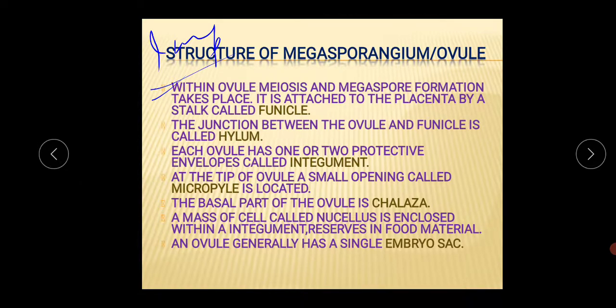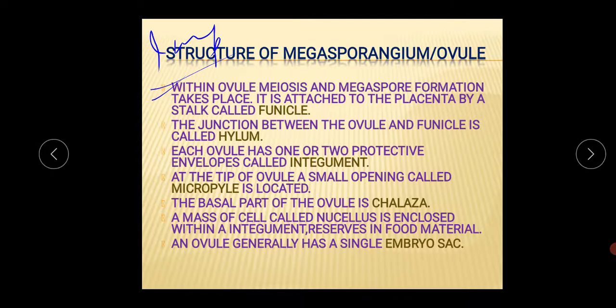After that, each ovule has two to three layers for protection and nourishment. These layers are collectively called the integument. At the tip of the ovule, a small opening called the micropyle is located, and the basal part of the ovule is called the chalaza. This is very important: the upper portion has the small opening in the ovule region, called the micropyle, and the basal part of the ovule is called the chalaza.